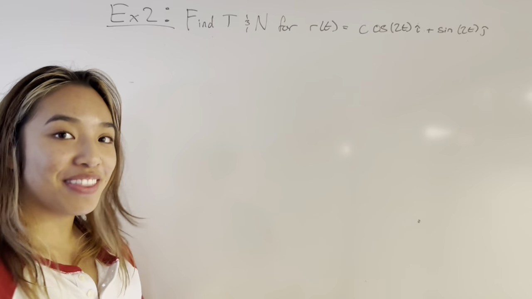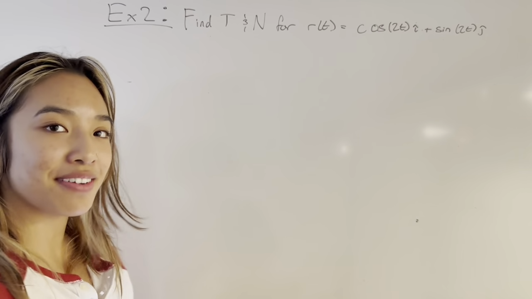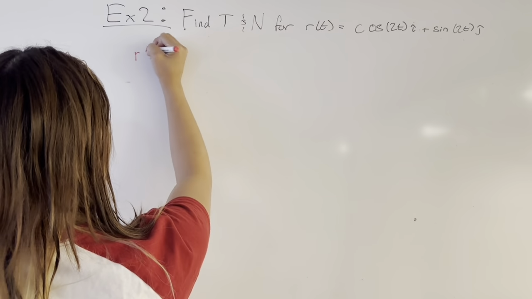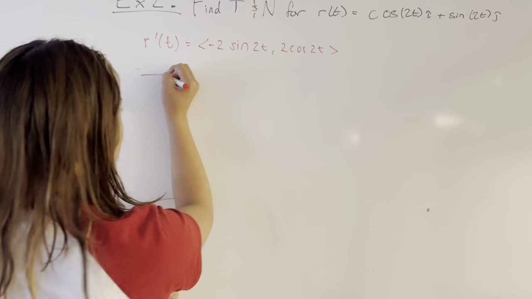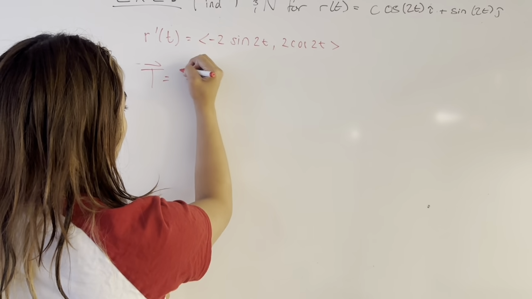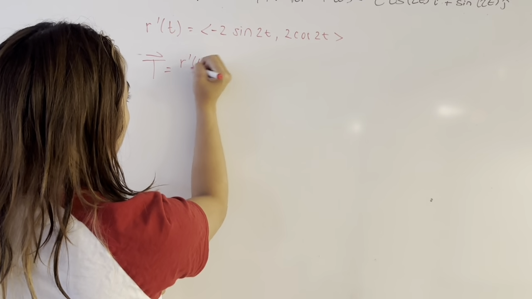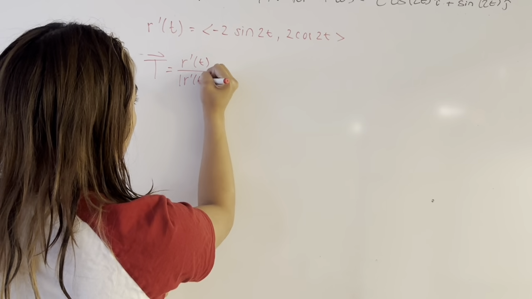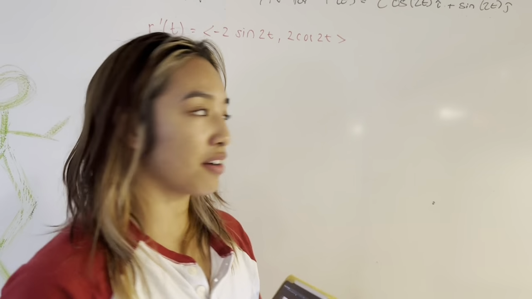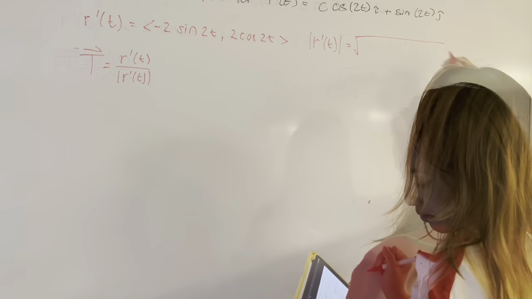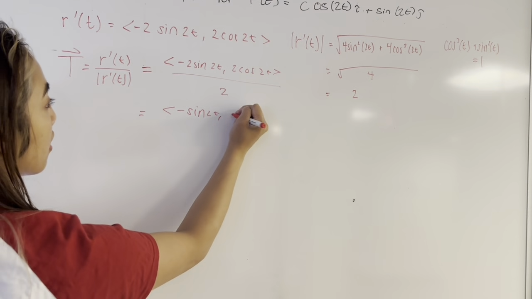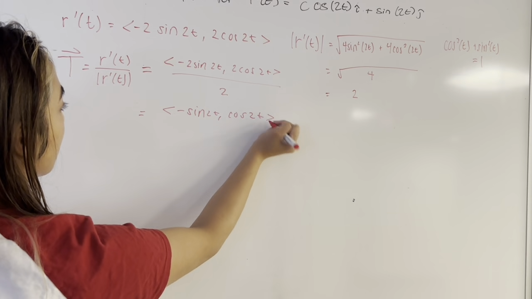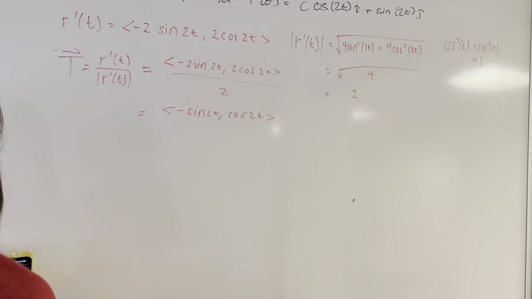I can do it. The first step is to find the first derivative of r of t. Now, in order to find T, I want to find r prime of t over the magnitude of r prime of t. Therefore, let's calculate the magnitude of r prime of t. That is, now we can plug this into our equation, and we get T equals 2 times cosine of 2t. And that is our T value.